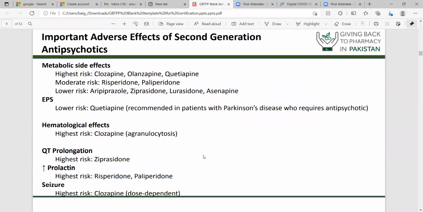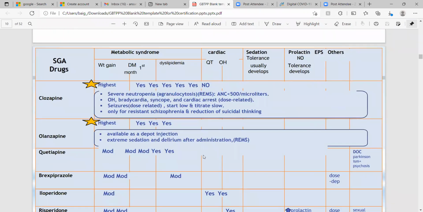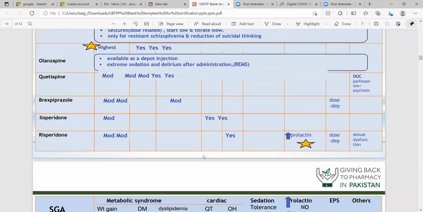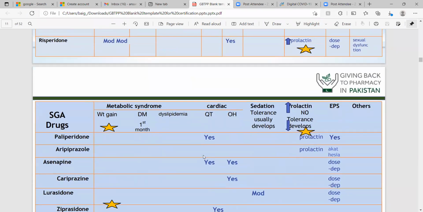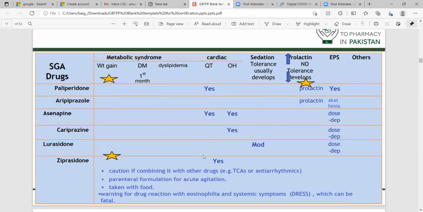So those are the main points for first generation antipsychotics. If we are talking about second generation antipsychotics, those are normally clozapine, olanzapine, quetiapine, risperidone, those are the common ones, and Latuda and ziprasidone.